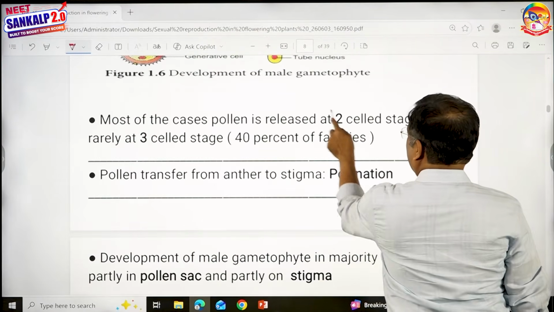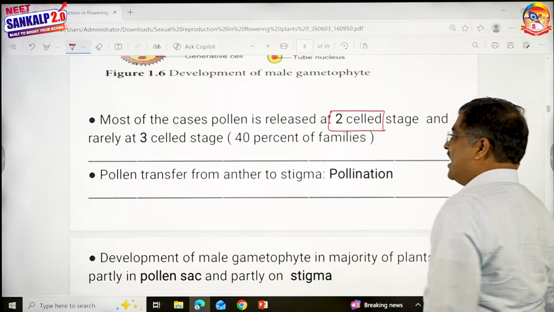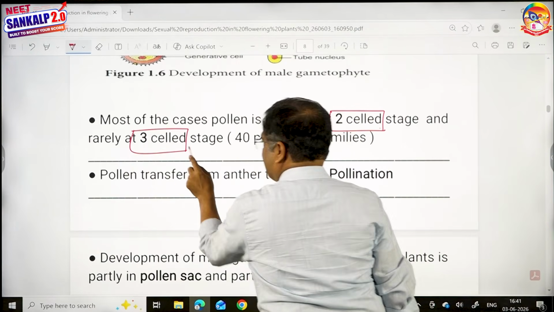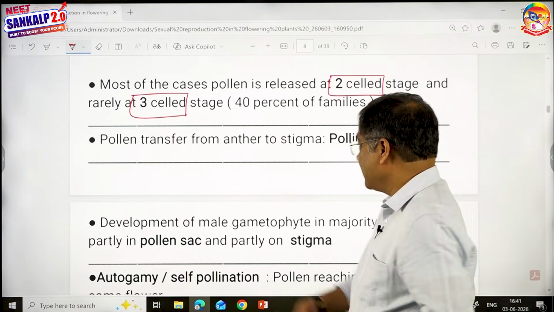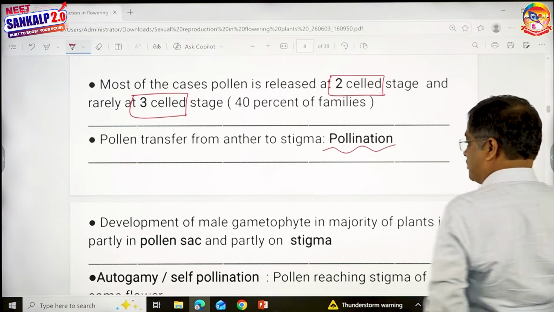In most cases, the pollen is released at the 2-cell stage. Rarely, in 30% of cases, at the 3-cell stage. And what is this transfer of pollen from anther to stigma called? It is said to be pollination.